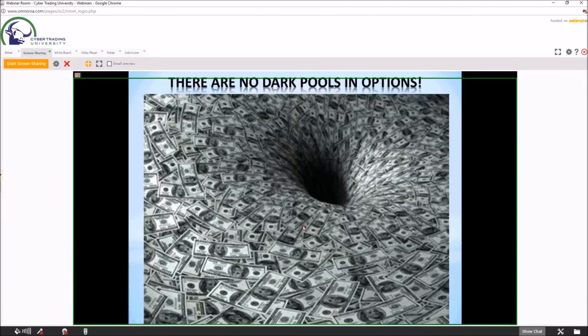I'm sure there's some of you. I'll just explain it anyway. So a dark pool is a center of liquidity off of the exchange.